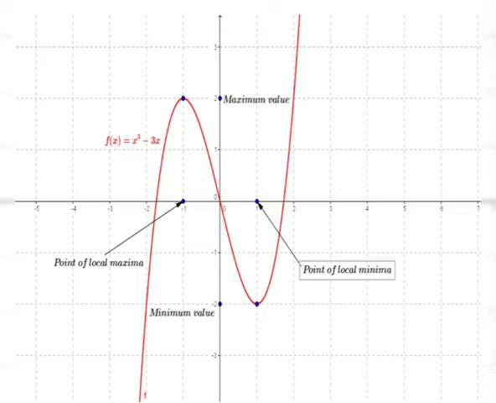But what we will do is, we will not use the graph to find out all these points of local maxima or minima, or maximum value or minimum value. What we will do is use the first order derivative and especially the second order derivative to find out all these points. So how to do that? Here we start.